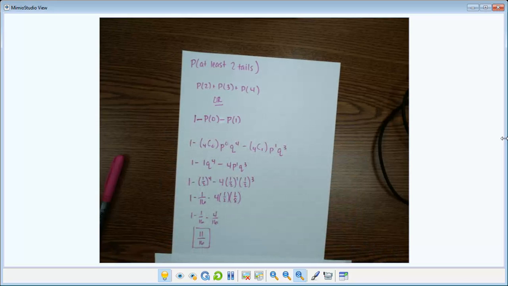Okay, here is your work. We're about out of time, so look through that work and work through it on your own as well.